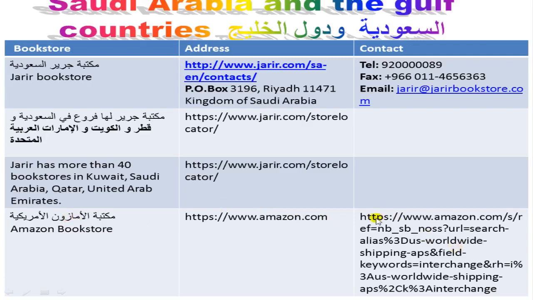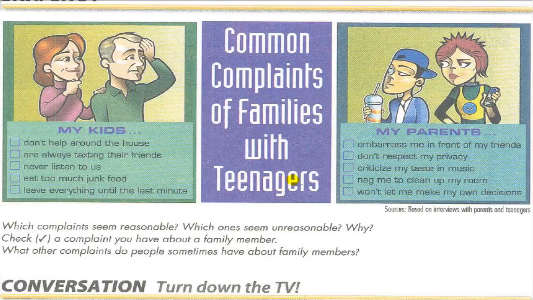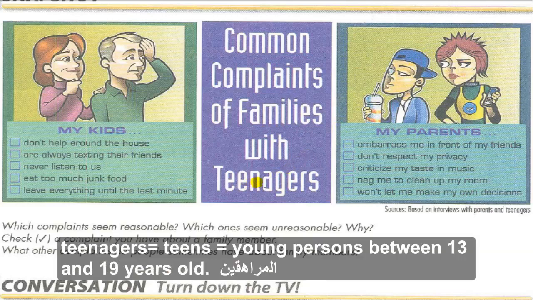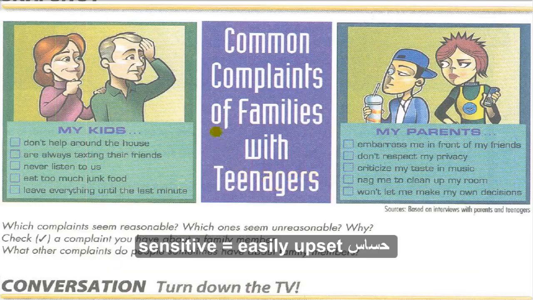What are the common complaints of families with teenagers? Who are teenagers? Teenagers, boys and girls from 11 to 19 years old. What are teenagers like? Teenagers are nervous, not rational, emotional, don't listen to the advice of other people, of the elder people. Teenagers are very sensitive and emotional.